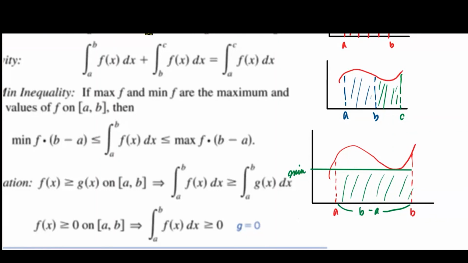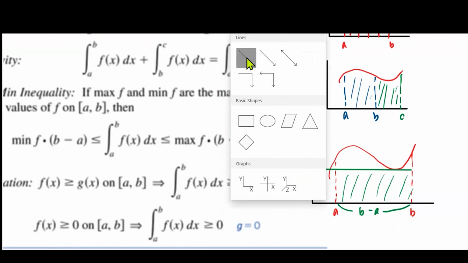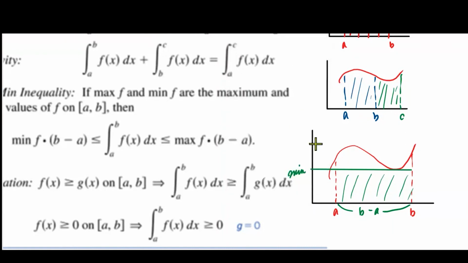The other way, of course, is this. The other way, I'm going to calculate the maximum value of that function. And the maximum value certainly looks like this. This is a maximum. So the maximum area up here is all of this rectangle area, isn't it? Maximum times b minus a. That's, of course, greater than this integral area by that much. That makes sense to you?